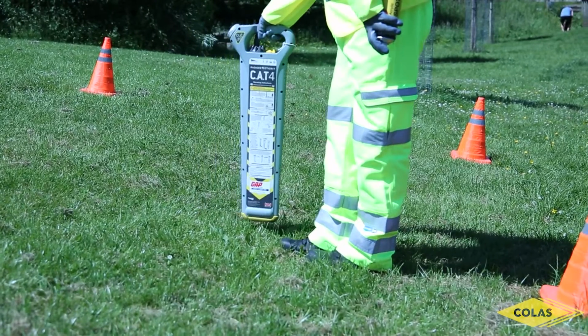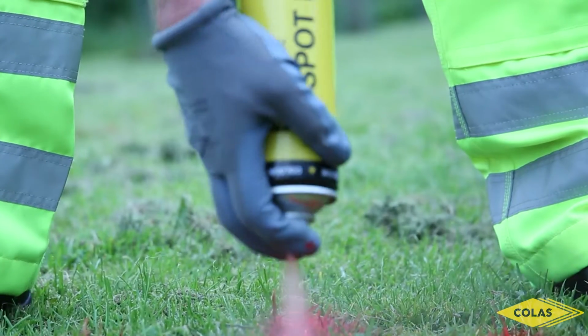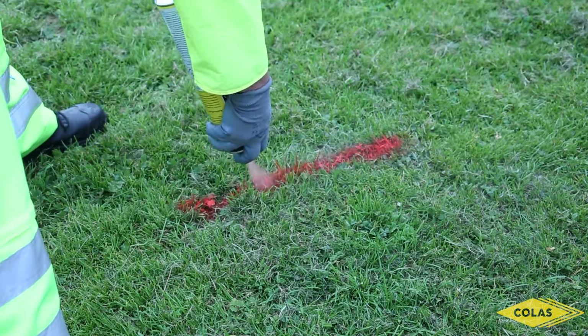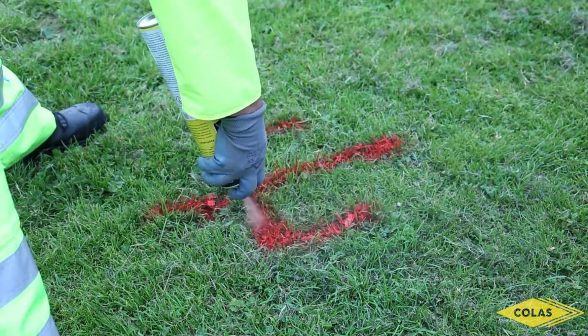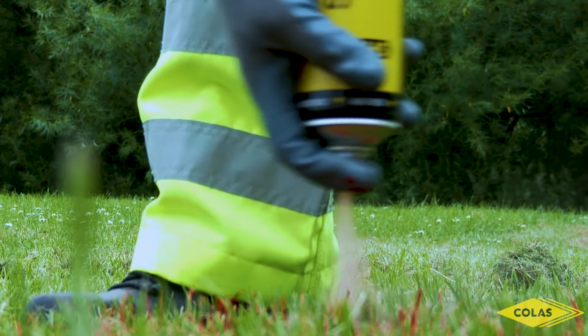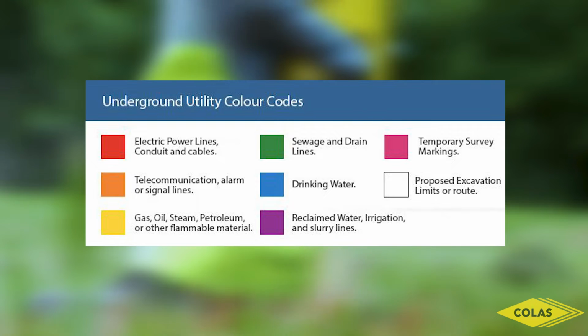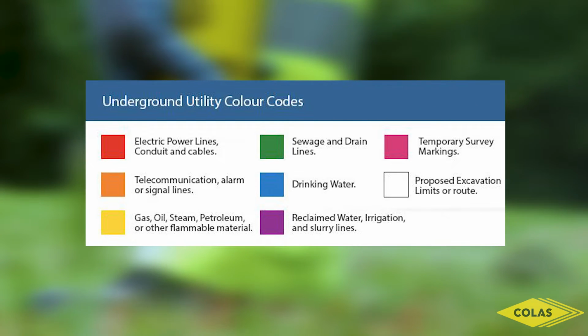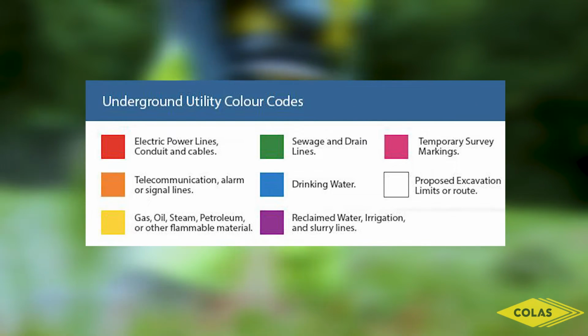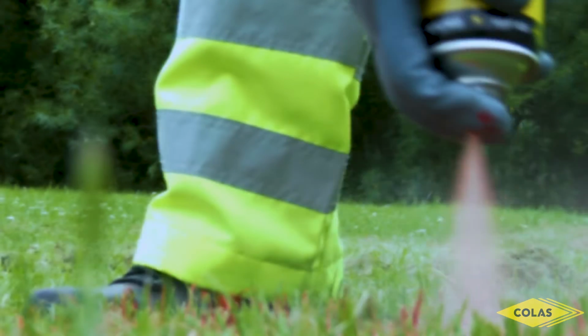The surveyed route should be marked out, preferably in the colours relating to the service. For example, red for electricity, as demonstrated here. Each service should be denoted by a different colour, as shown in this graphic here. If coloured spray is not available, then the routes should be clearly marked.